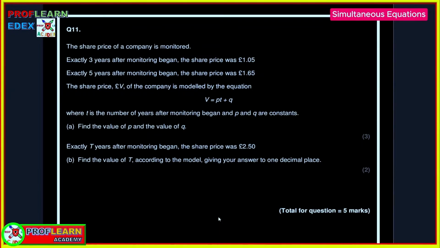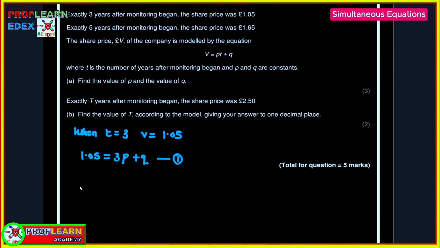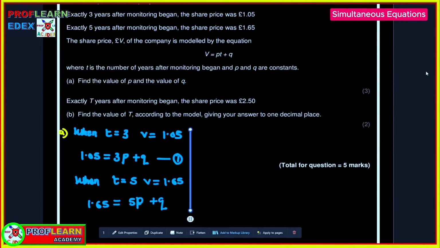In this case also, we are going to form two simultaneous equations using the information provided. The first equation will be formed when t is equivalent to 3 years. Then we can substitute into the model so that we have this as our first equation. When t is equivalent to 5 years, we also substitute into the model equation and then form the second equation as such, and we call it equation number 2.